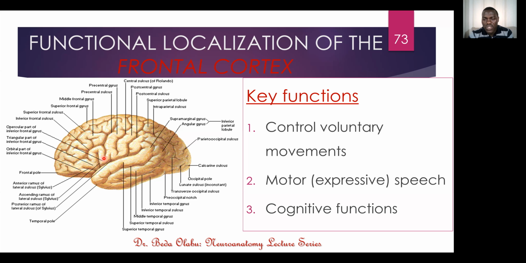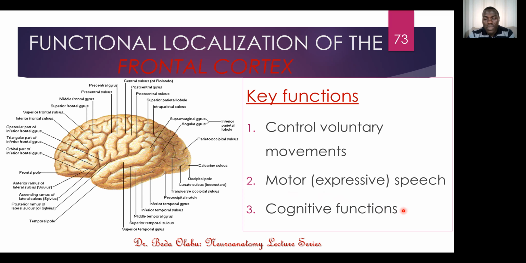The third key function of the frontal cortex is cognitive functions. Cognitive functions is housed in the prefrontal cortex within the frontal pole, area number 9, area number 10, area number 11. 12 is not visible from this view, it's medial, but you can also add here area number 46. All that is the prefrontal cortex for cognitive functions.